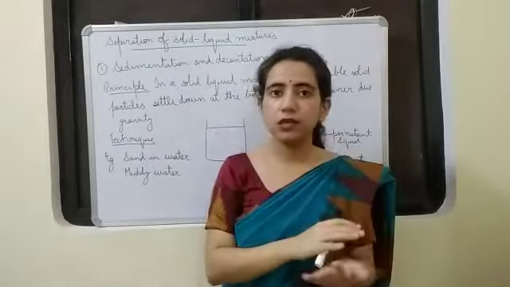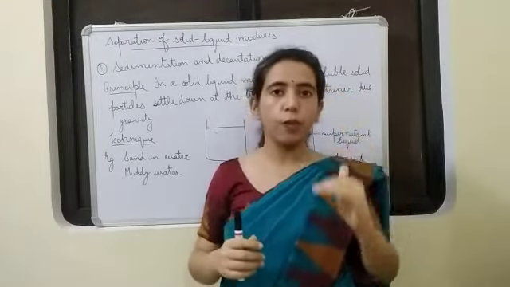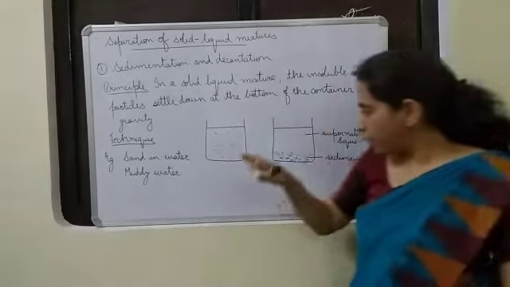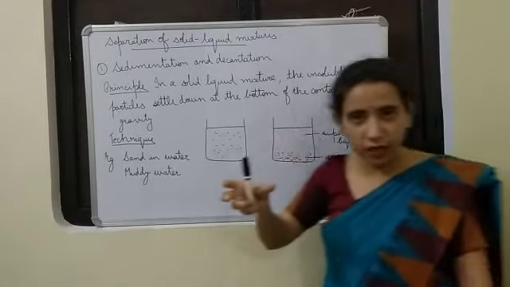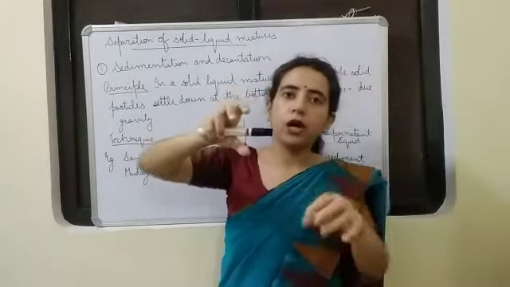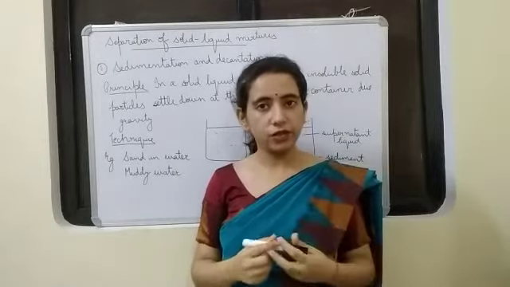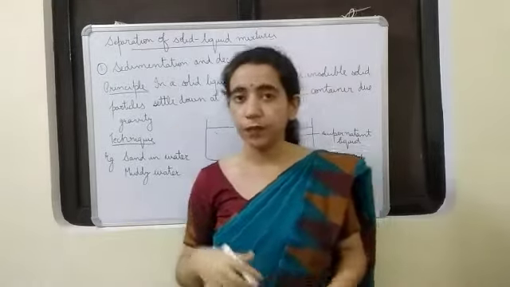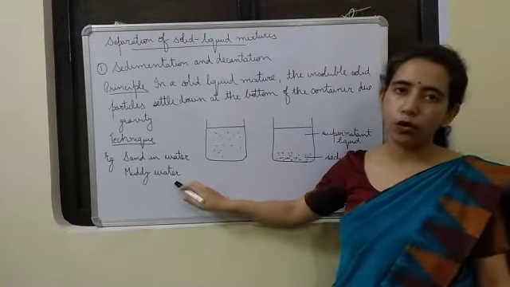And that process is called decantation. Decantation means taking out the supernatant liquid without disturbing the sediment. The sediment, the solid particles, is there at the bottom. We will not disturb it. We will take this beaker and slowly pour the clear liquid out. And this process is called decantation. And you see, in that way we can separate the solid-liquid mixture. The examples are sand in water and mud in water.